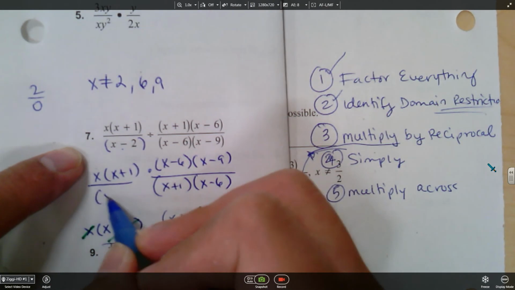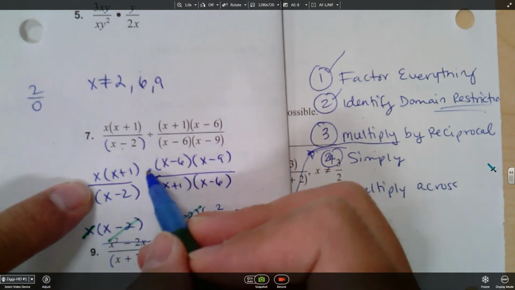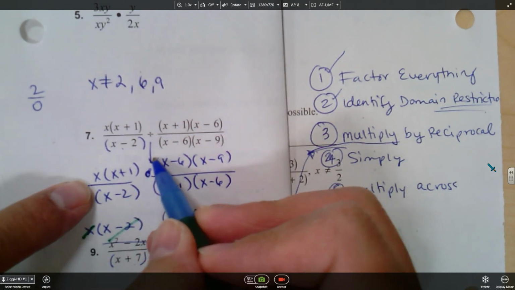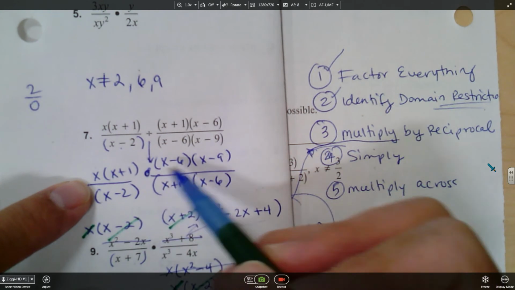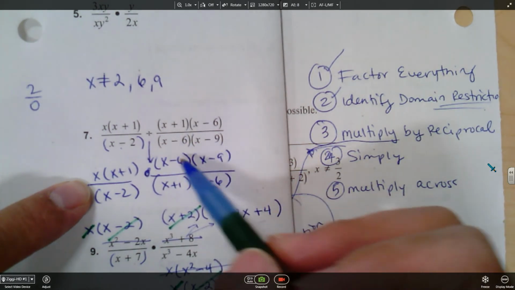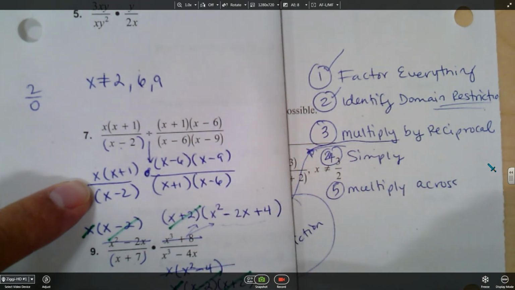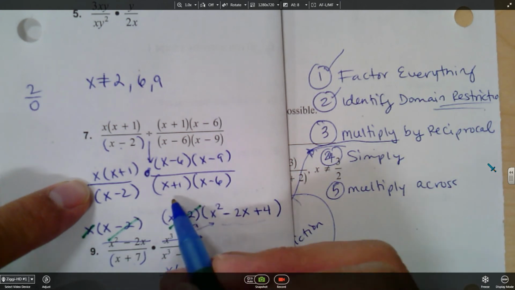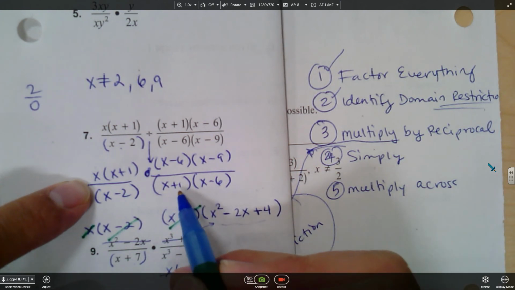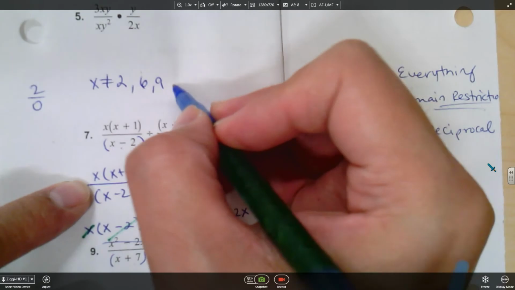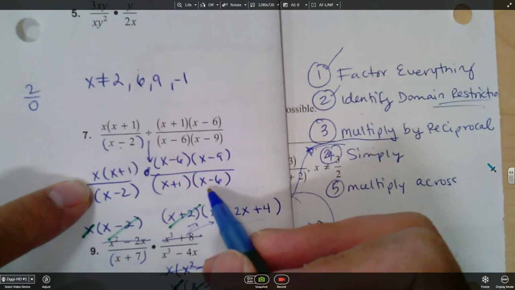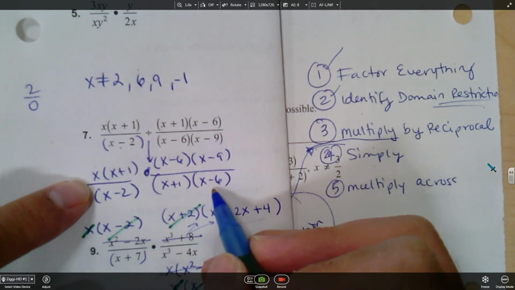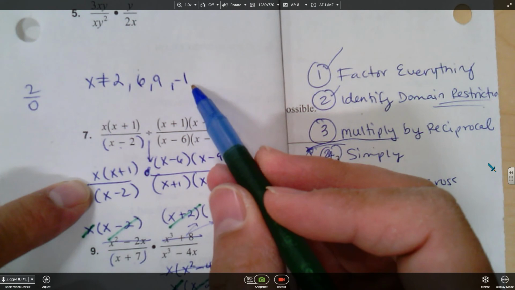The first piece does not need to be flipped, only the second, because you're changing the division into multiplication, and then anything that comes right after it gets flipped. After you have flipped that, you need to check again, since you put different things in the denominator now. X cannot be -1, and we already identified a 6 from this one. So there's another restriction. You can't use -1.